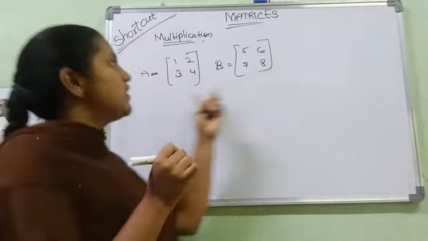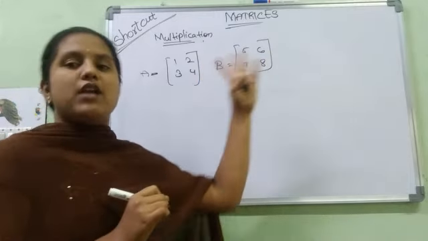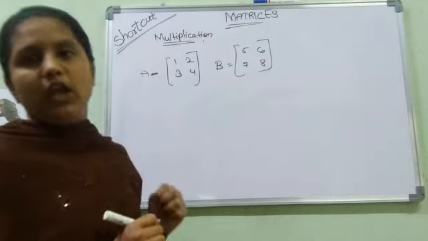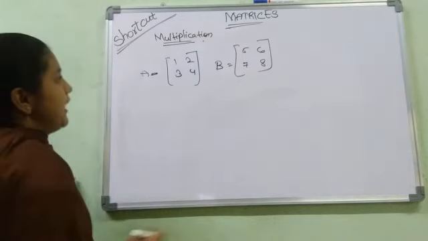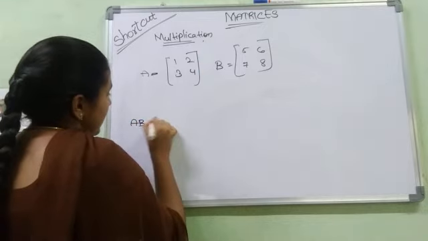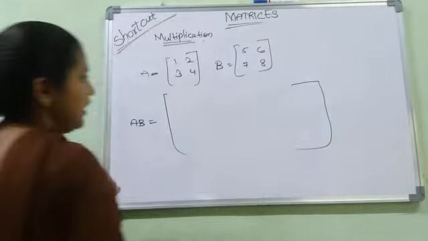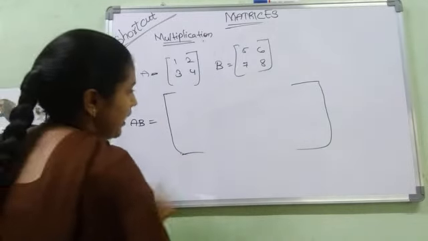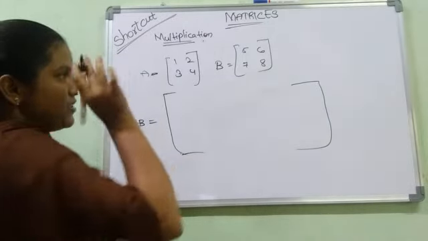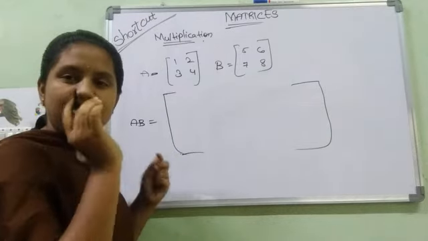This is the matrix A, this is the matrix B. 1, 2, 3, 4 of matrix A and 5, 6, 7, 8 of matrix B, okay? So, therefore, the matrix AB will be, okay, are you understanding? I think you are able to understand. Just keep your heart, then you can understand everything.